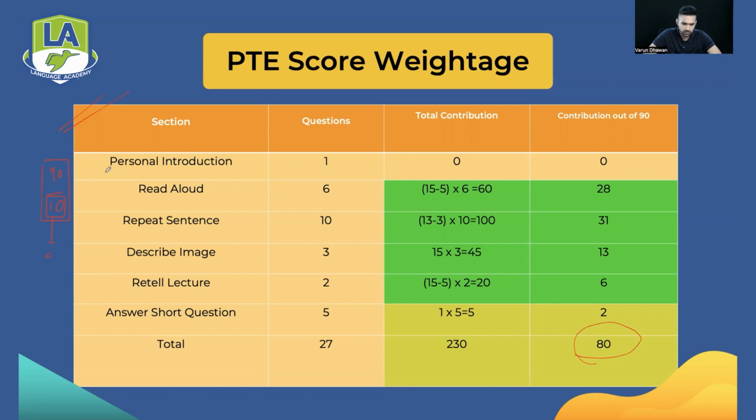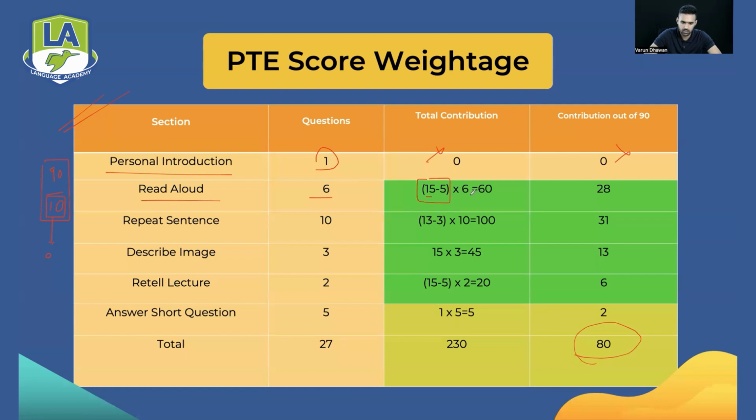Very first task of your speaking is personal introduction. You get one question of this. This is not marked, so this will give you 0 points in your speaking module. Next is your read aloud. I've taken the average number of questions a student is likely to get. Let's say you've got 6 questions, one read aloud is 15 points. Out of these 15 points, 5 points are for your content, which goes to your reading module. So only one read aloud will give you 10 points in speaking.